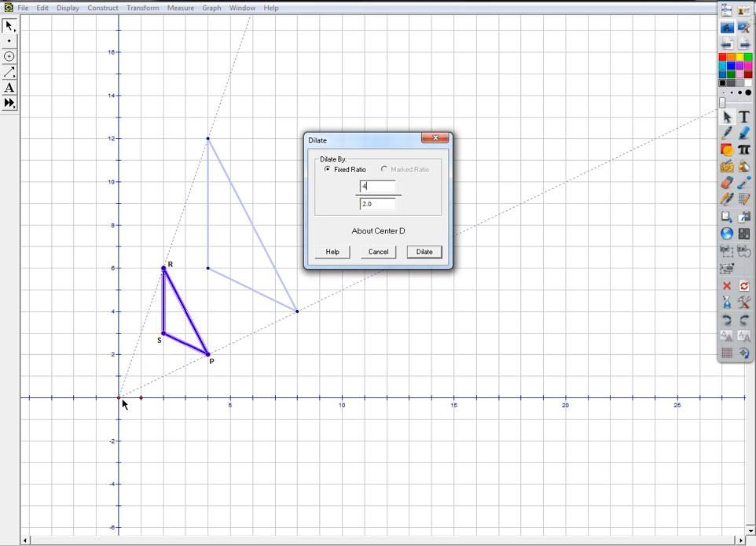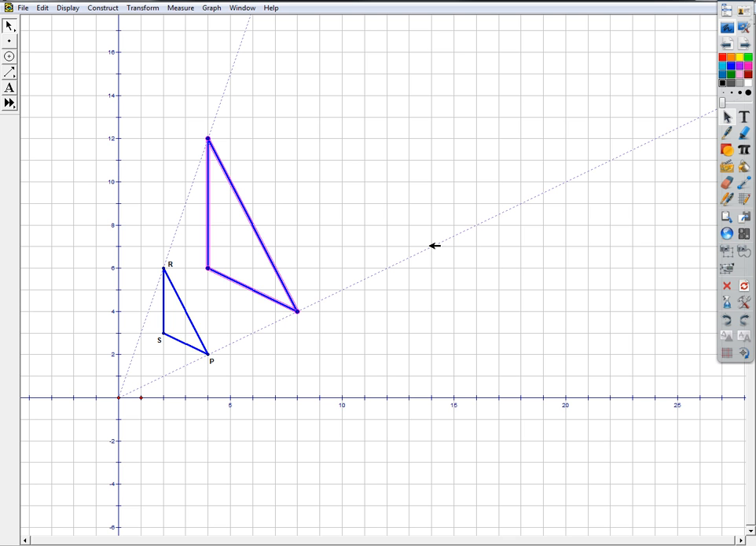Okay, so if the top is 4 and the bottom is 2, that's the scale factor. What does that reduce to? 4 over 2 reduces to 2. So my scale factor is 2. Now watch what happens when I do the dilation.